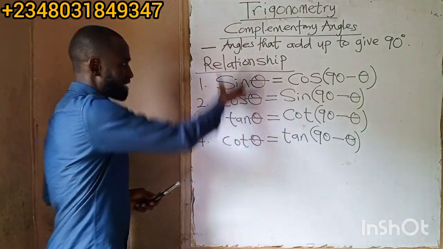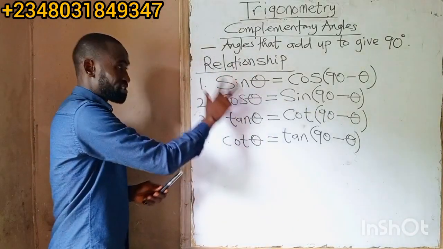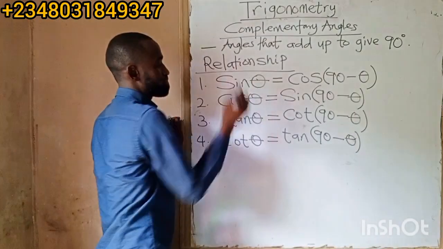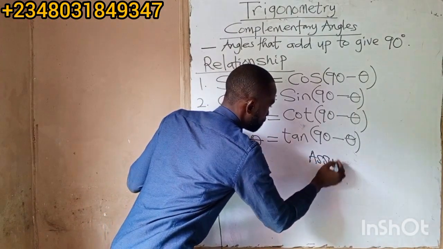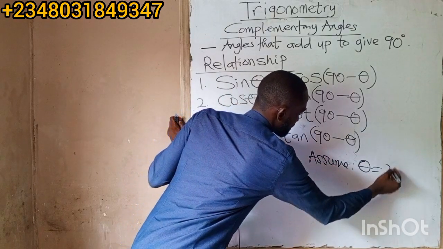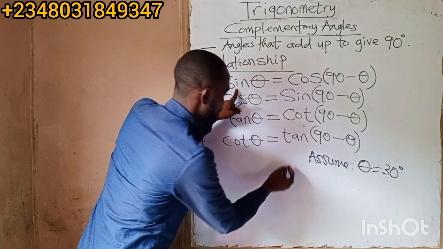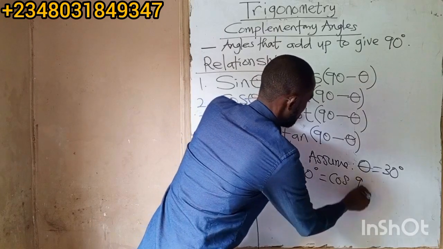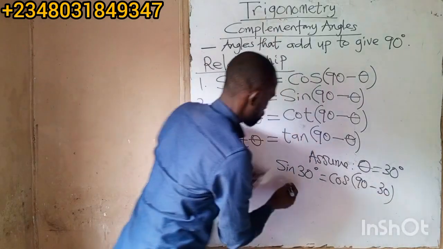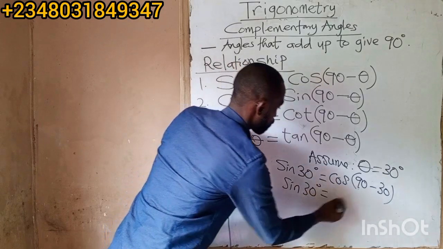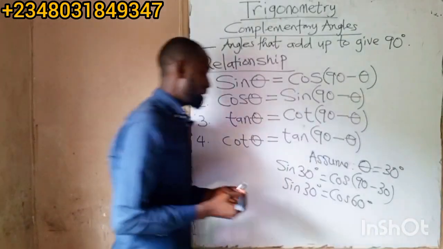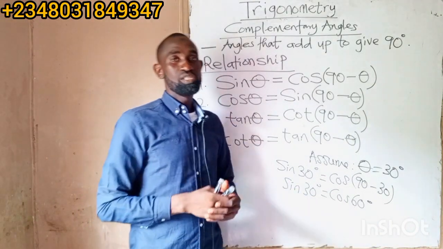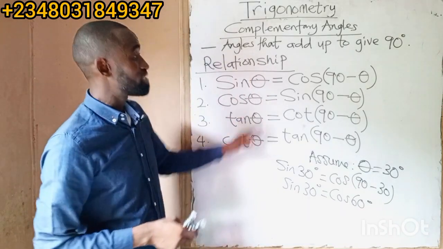So let us take this one. These are facts, relationships under complementary angles. You can pause the video and put all these down. Let us assume our theta is 30. Let us see, is it true? Sin 30 equals cos of 90 minus 30, which is cos 60. When you press sin 30 on the calculator, you have 0.5. When you punch cos 60, you have 0.5. So this is very correct.